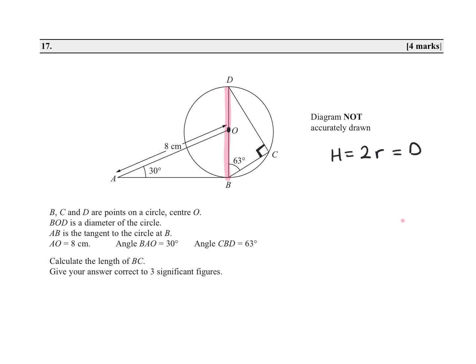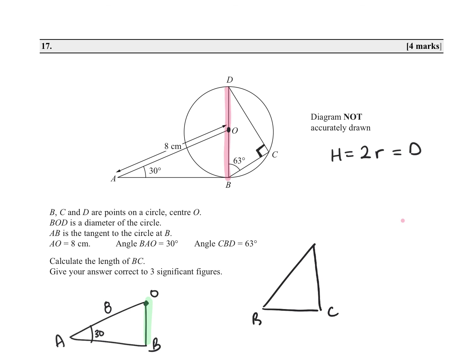So step one, use SOH CAH TOA on the triangle AOB. So we have 30, we have 8, and find the length OB. If you now double that length, you're going to get the diameter. For the second triangle, which is in fact BDC, this is in fact two lots of the green, because technically what we found here is the radius, and we know that this is the diameter.